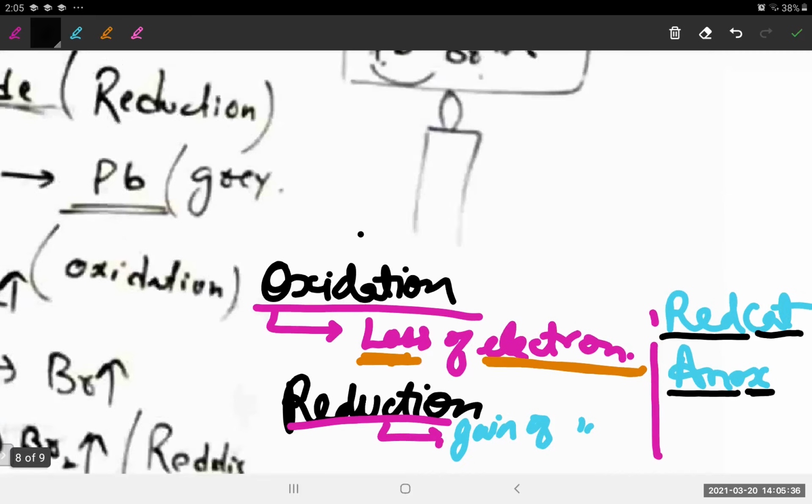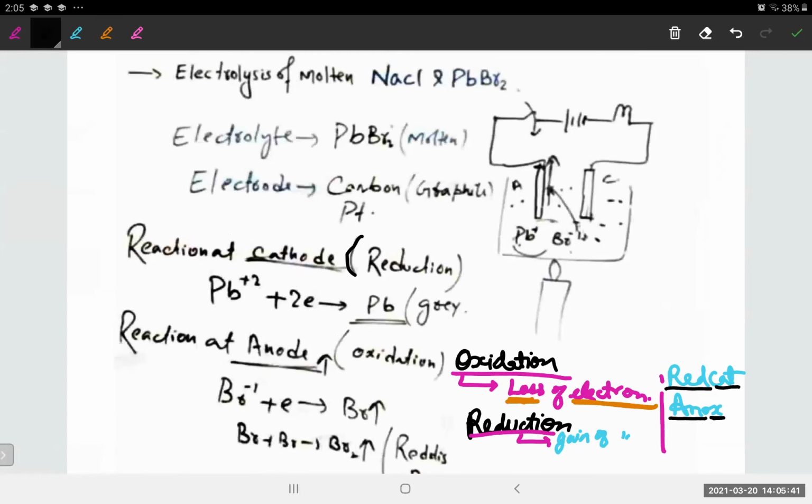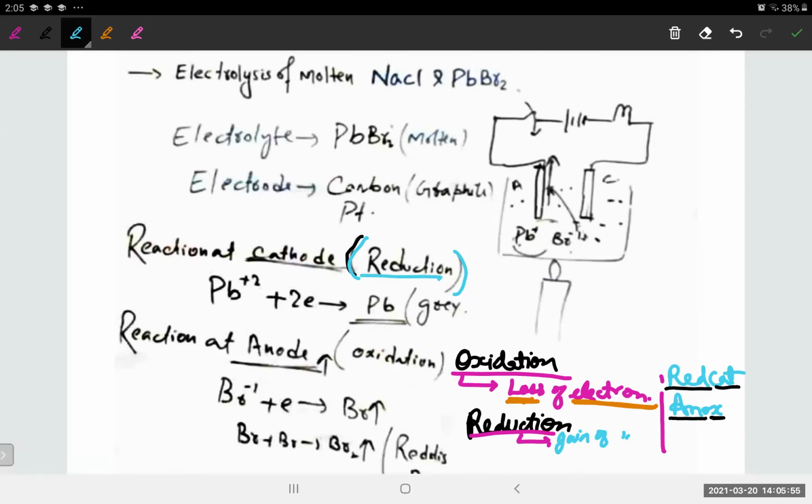Yes. Now with your eyes closed, you can just write the answers without any further calculation. If the question is asked where reduction is happening, you just know that red cat means reduction is happening at the cathode, and oxidation is happening at the anode. Done. Let's move on.